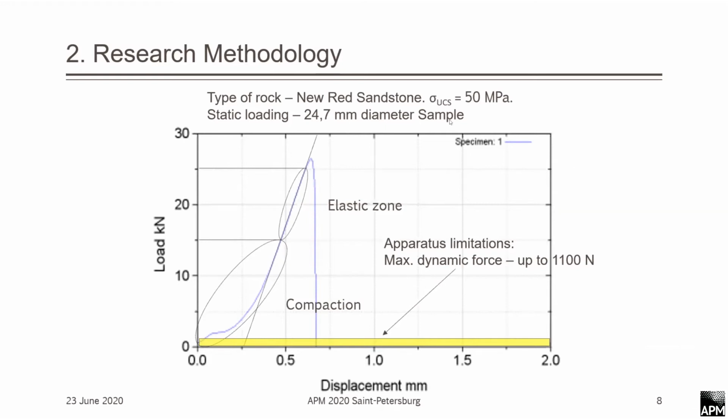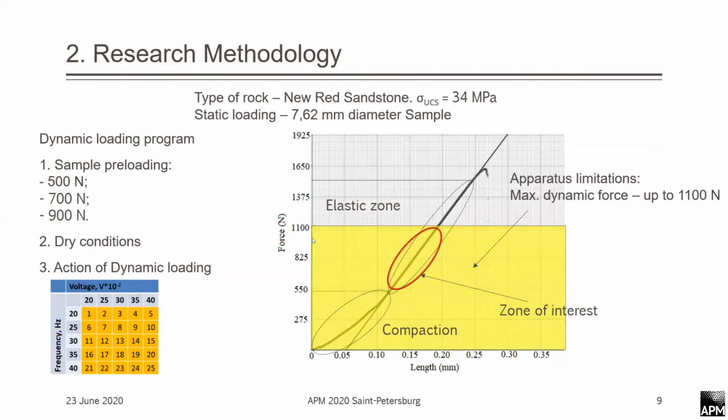Here we can see the results of static loading of a rock sample with a diameter of 24.7 millimeters. We can see that our apparatus cannot operate in the elastic zone that we need. That's why we decided to reduce the sample diameter to 7.62 millimeters.